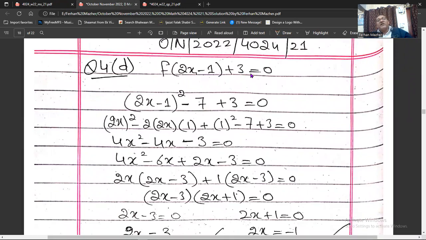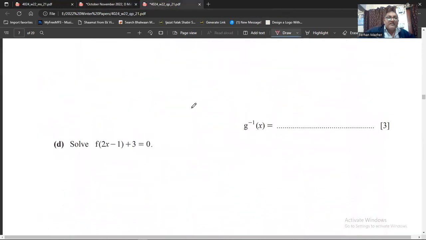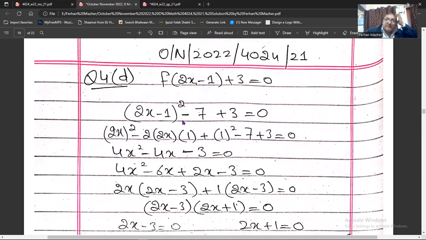f of 2x minus 1 plus 3 is equal to 0. So I write here the formula of f of x, and that will be now in the place of x, I will put 2x minus 1. So you will have 2x minus 1 whole square minus 7 plus 3 equals to 0, because that formula is this. See, x square minus 7.